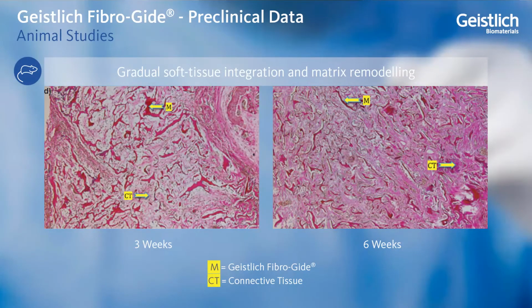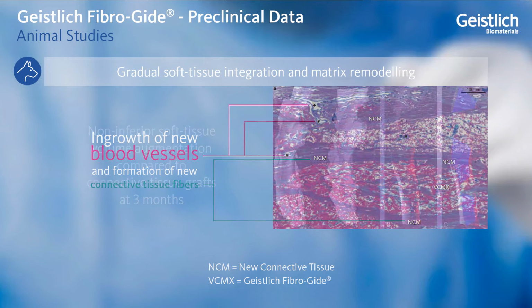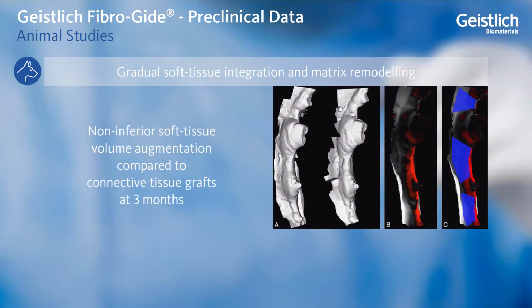In mice studies, Geistlich Fibro-Gide has been shown to integrate into native connective tissue. At 6 months, 97% of the matrix has been replaced with new connective tissue. In canine models, we see the formation of new blood vessels that vitalize the newly formed connective tissue as early as 7 days, while providing comparable volume augmentation compared to connective tissue grafts over an observation period of 3 months.